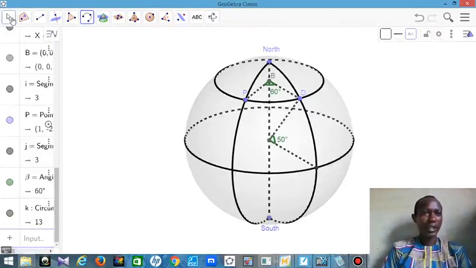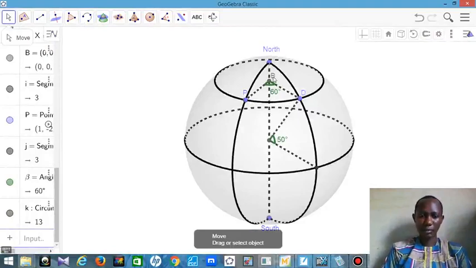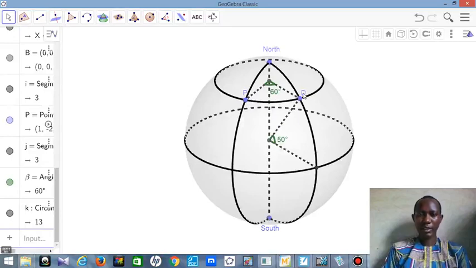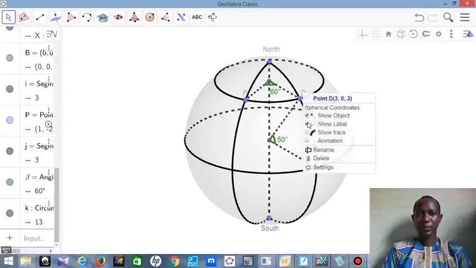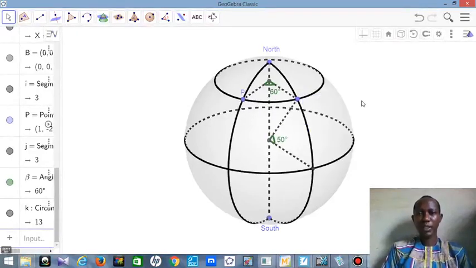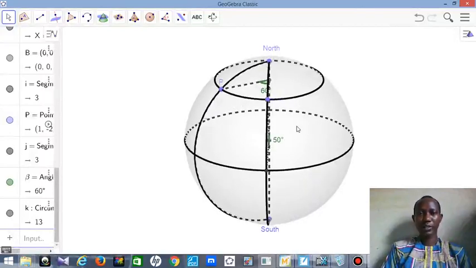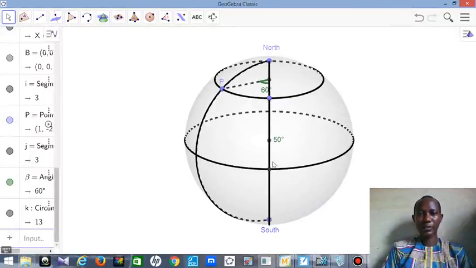Okay, let me hide the point I don't need. I don't need point B. Let me just remove it from there. Okay, so this is point P. Latitude 50 degrees, longitude 60 degrees. You can see it towards the west. Now this is our reference line, 50 degrees north, 60 degrees west. So we have settled that one, that is point P.